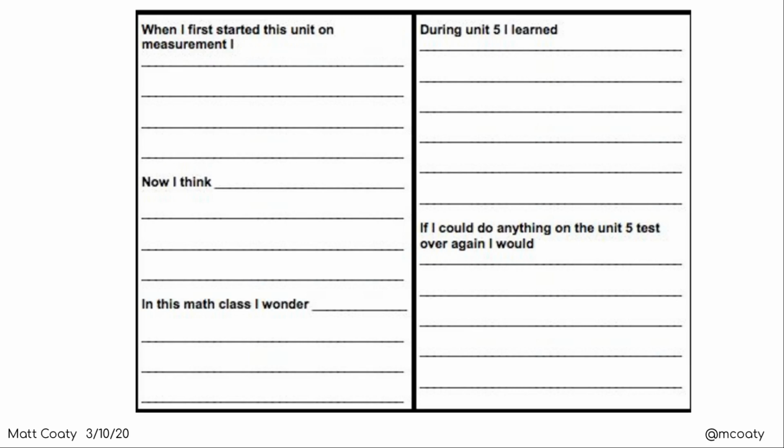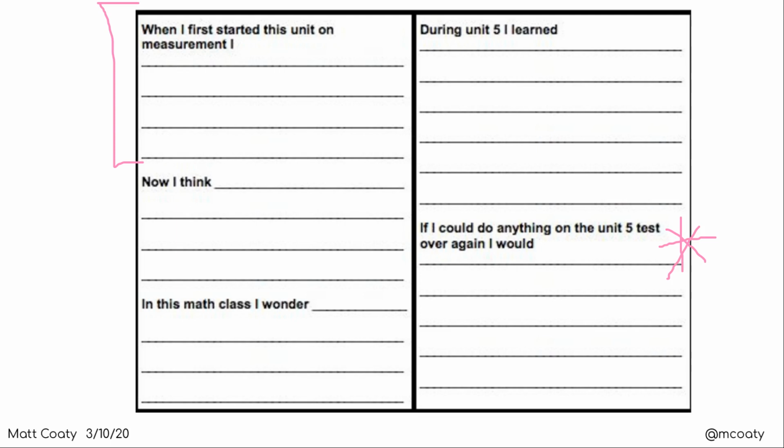So I started to use these reflections. When I first started this unit, so this is after the assessment, these are sentence stems. These get students to reflect a little bit more. So, when I first started this unit on measurement, and then now I think, and then in this math class, I wonder, and then what they learned. This is the kicker right here: if I could do anything on the test over again, I would.